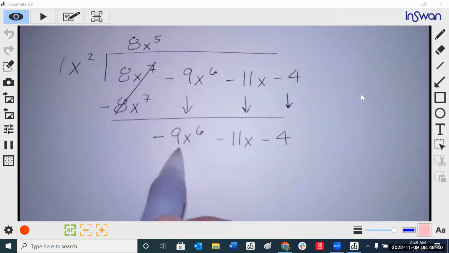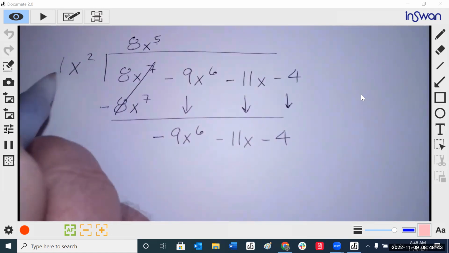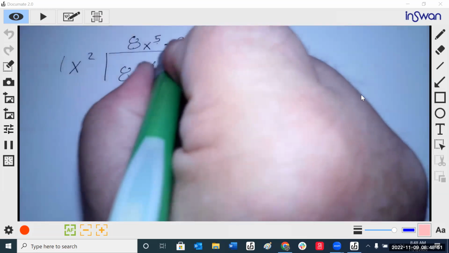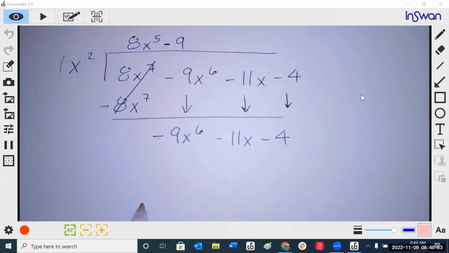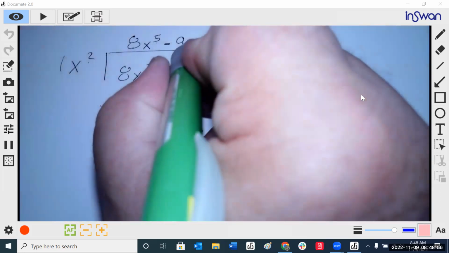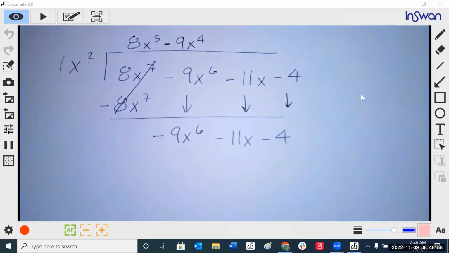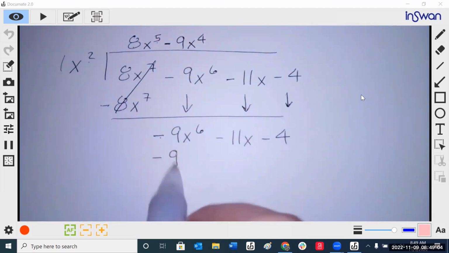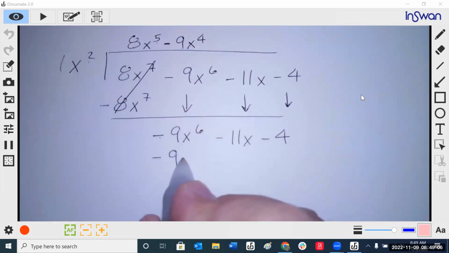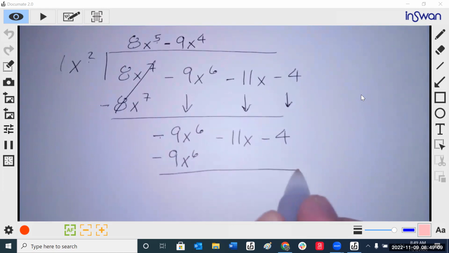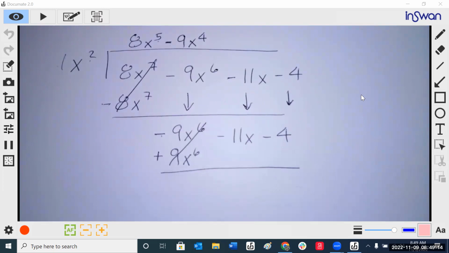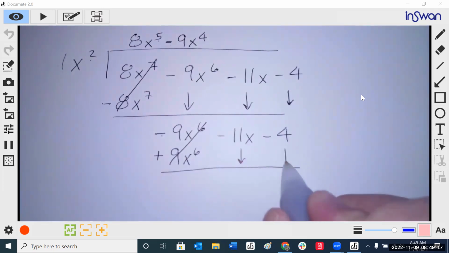What times 1 gives you negative 9? This is positive. Positive times negative is a negative. 1 times 9 is 9. How many x's do we need? We have 2 there. We need 4 more. So negative 9 times 1 is negative 9. X to the 4th times x squared is x to the 6. Change the sign and add. Bring down everything else.